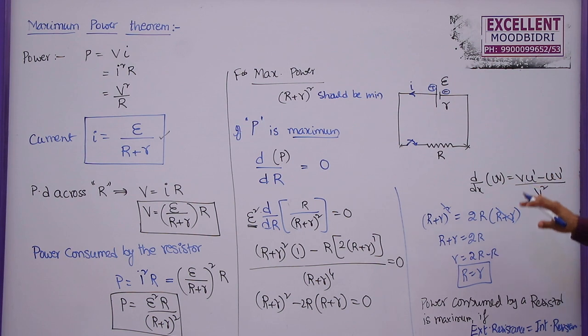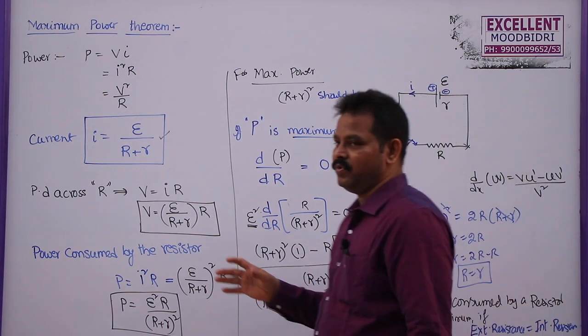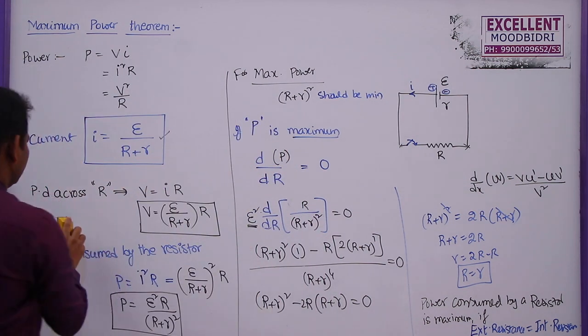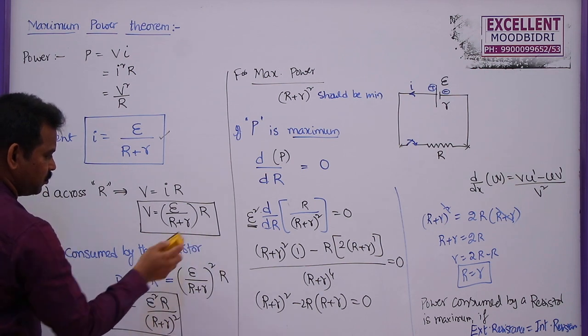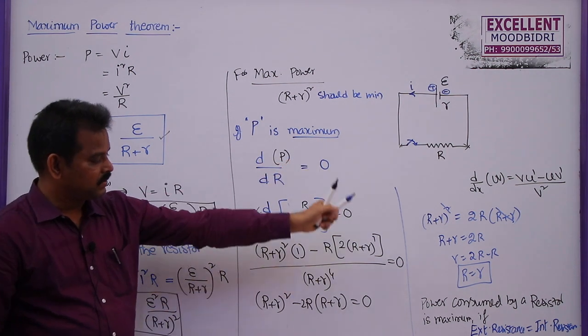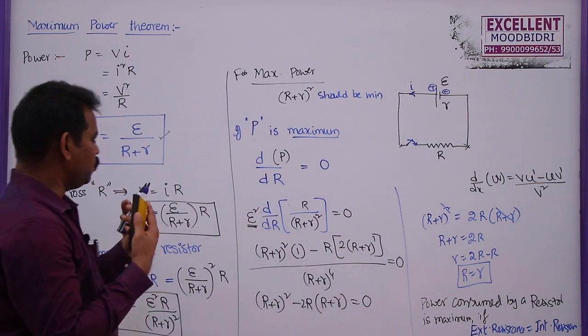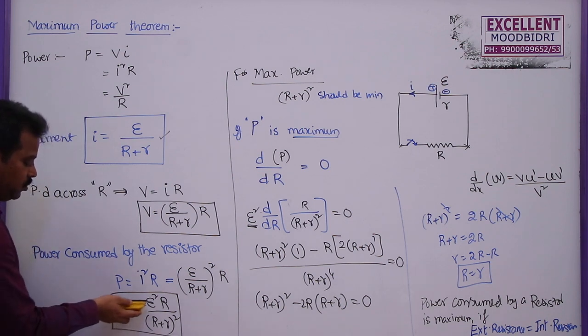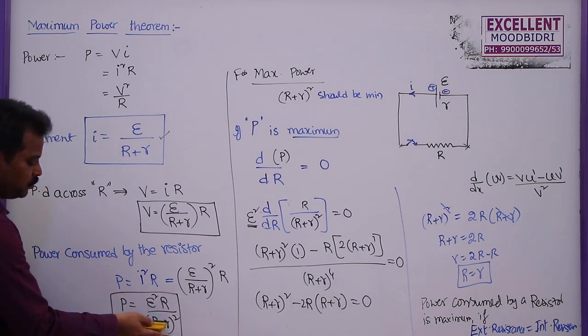So this is how we can prove this maximum power theorem. Once again, the same expression, without using this derivation or differentiation method also, we can prove that the power consumed by the resistance is maximum if capital R is equal to small r. So how to find that value? I am going to take the same value here, which is P equals E square R by (capital R plus small r) whole square.